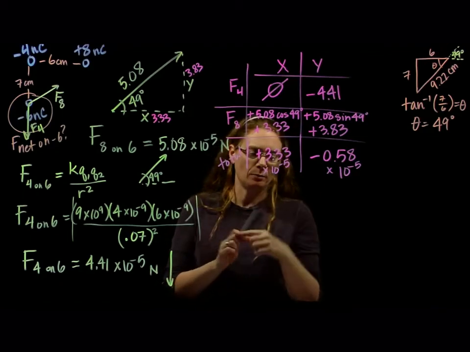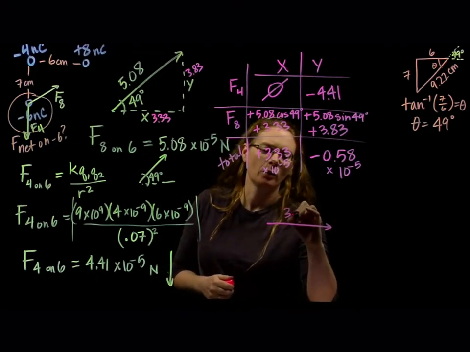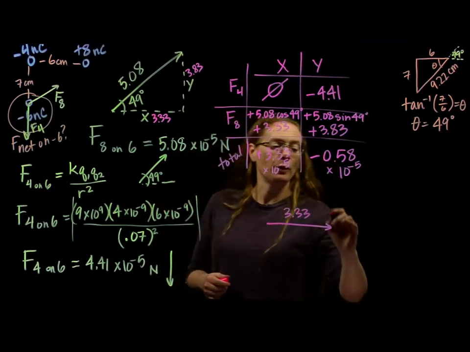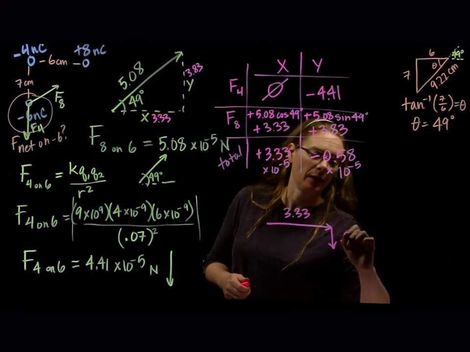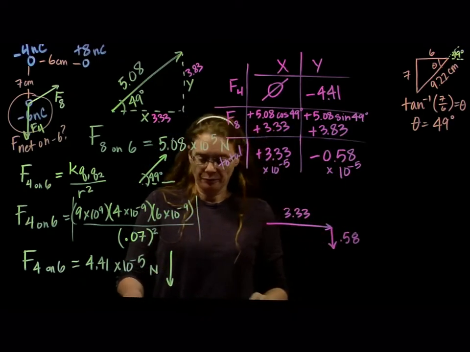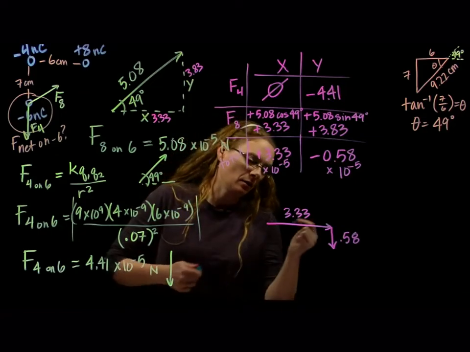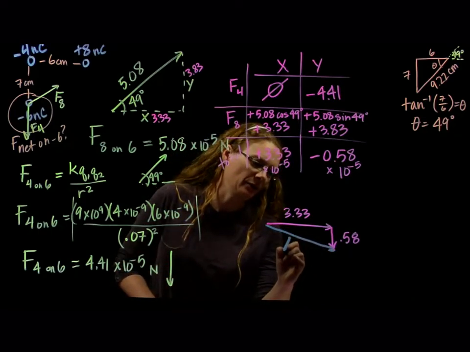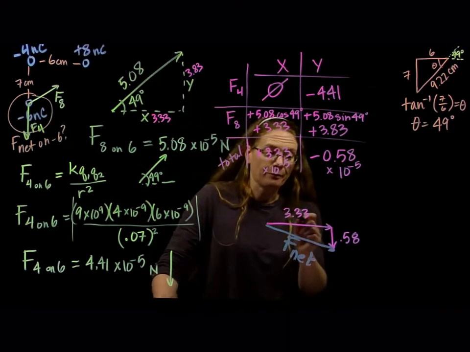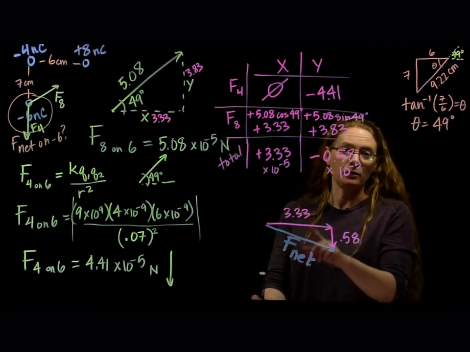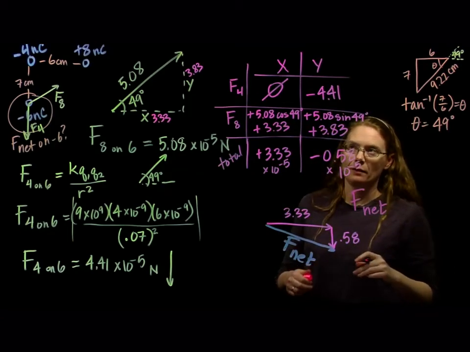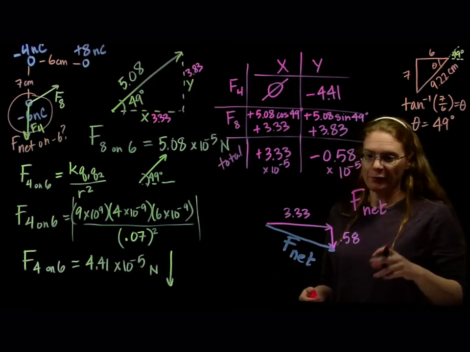I have an x component, positive. So we're going to the right at 3.33 times 10 to the minus 5 newtons. I have a y component that's negative, so I'm going down at 0.58. To the right and down. All right. And now what I'm going to do is figure out what this is. This vector here is my net force. So how do I figure it out? Well, I know 2 of the 3 sides. I can use the Pythagorean theorem to get my net force, the size of it, the magnitude of it, just like I did right here.